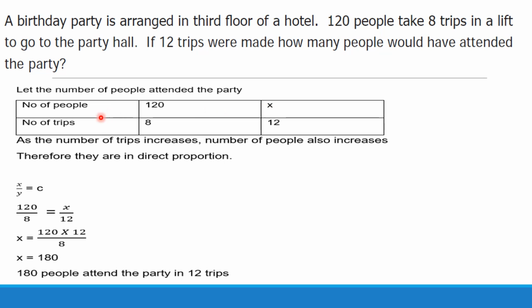Here you see 8 and 12. You compare it. It increases only. 8 means 120, 12 means it goes high only. So that is direct proportion. What formula? X by Y equal to C. So 120 by 8 equal to X by 12. After cross multiply, 8 into X equal to 120 into 12. So 8 is on the left side, it will go to the right hand side, it will become divide. So after you cancel it, you get 180. Therefore, 180 people attend the party in 12 trips.